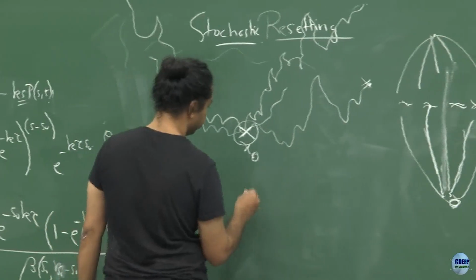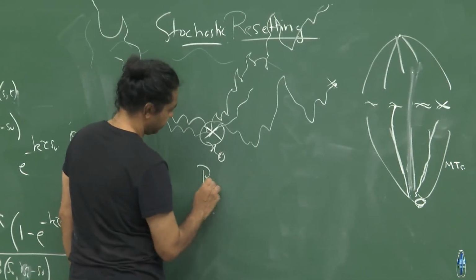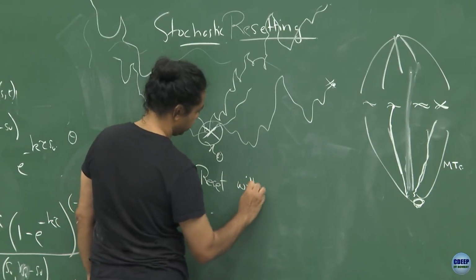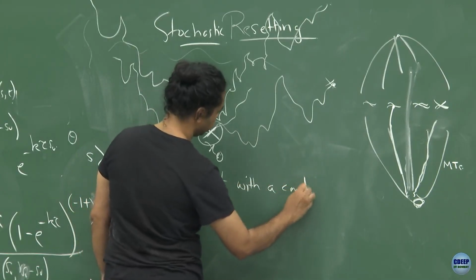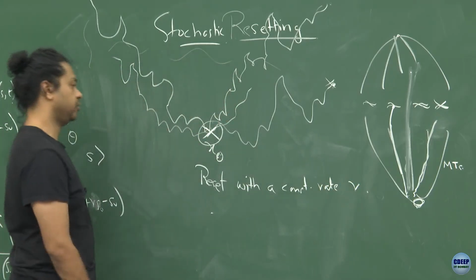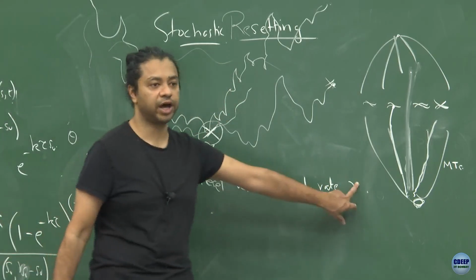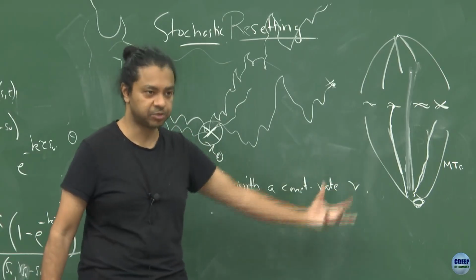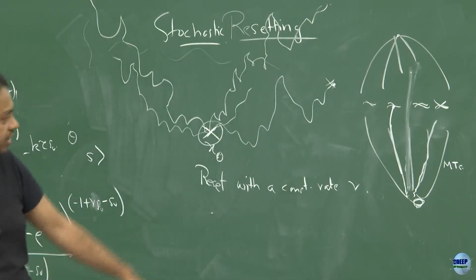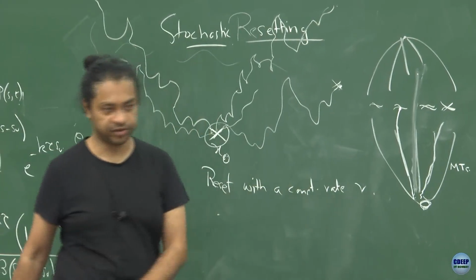So it resets with a rate. So there are various formulations. The canonical formulation is that you reset with a constant rate r, which means typically after a time 1 over r you will reset, but it's a stochastic process. So in some cases you might reset very fast, in some cases you will reset later, but you have some constant rate r of resetting.